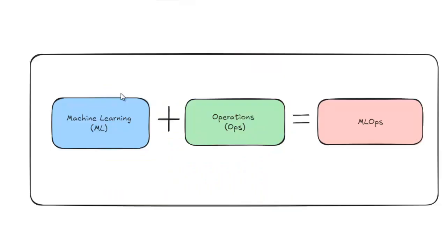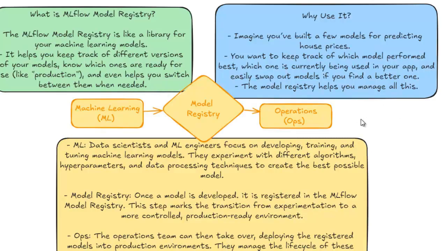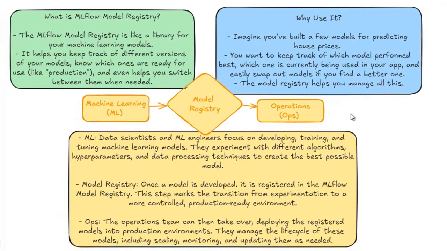Let's move on. If we talk about MLOps, MLOps is made up of machine learning and operations, that you can see over here. Machine learning plus operations is equal to MLOps. Now let's first talk about the model registry. The model registry serves as the midpoint between machine learning and operations that you can see over here.